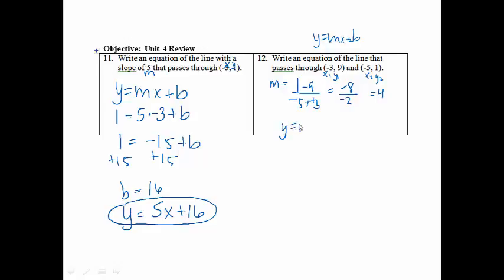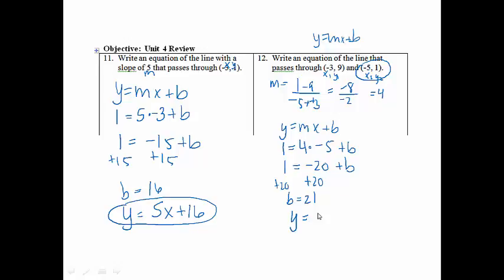So now I'm going to write y equals mx plus b. I need to use one of these points. I think I'll use this one right here. So my y value I have labeled as 1. My m I just found out was 4. The x value I have labeled as negative 5 plus b, and we'll be solving for b. So I'll get 1 equals 4 times negative 5 is negative 20 plus b. To get rid of negative 20, we'll add 20 to both sides. So I get b is equal to 21. So now I'm going to have y equals, my m again was 4x plus my b, which was 21.